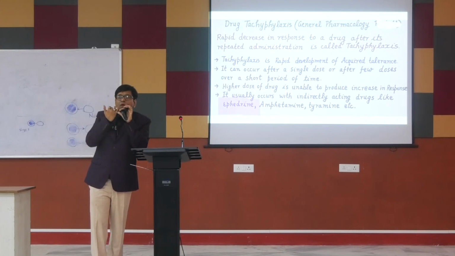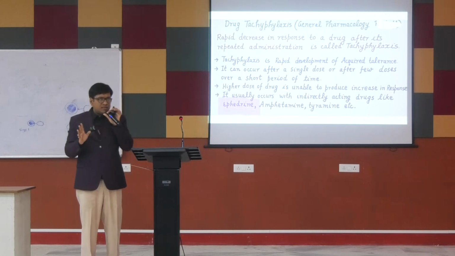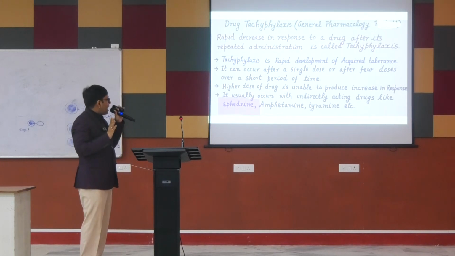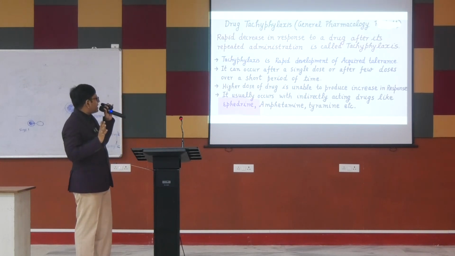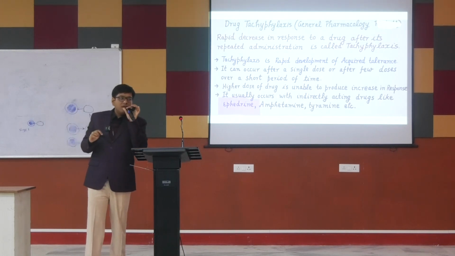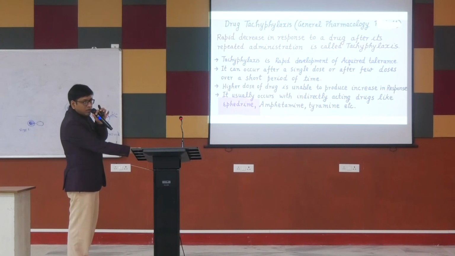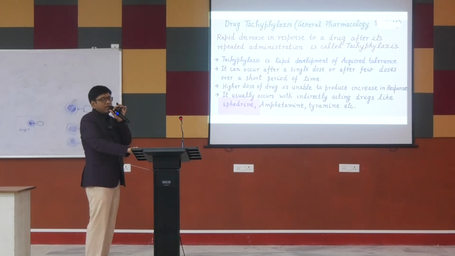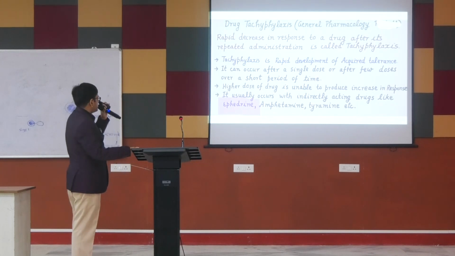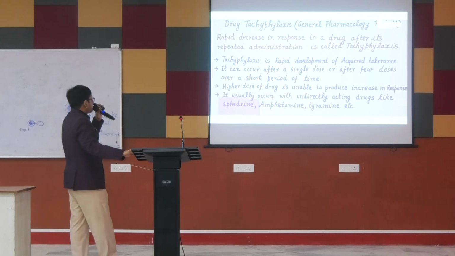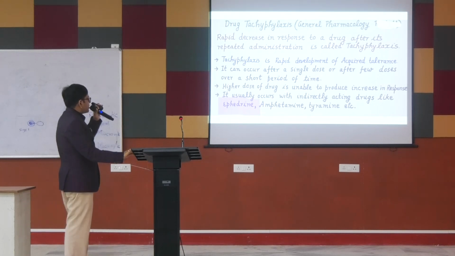All right. So remember tachyphylaxis, remember the example ephedrine, and remember that it is rapid development of acquired tolerance. You give one dose, and you repeat the dose immediately, you see the response rapidly comes down. Rapid decrease in response after its repeated administration.